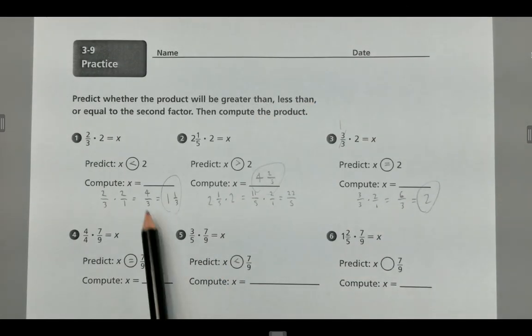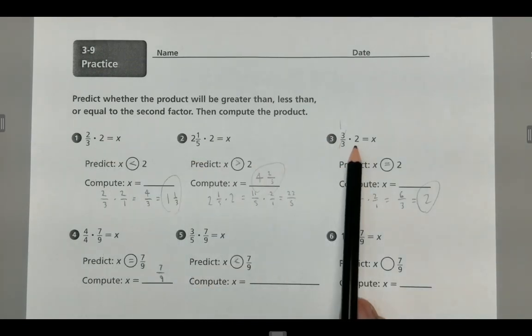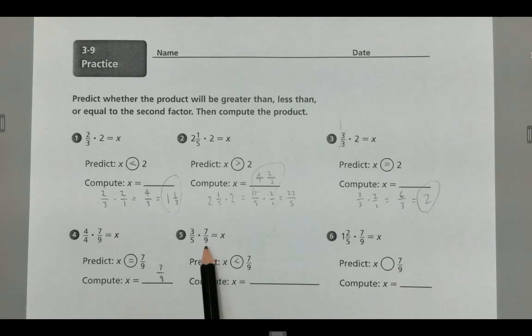And notice how just like 1, 2, and 3, the second factor was 2/3, in 4, 5, and 6, the second factor is 7/9. So keep coming back to the question, what am I doing to the second factor? In this case, I'm taking the second factor and multiplying it by something that is less than a whole. So my product will also be less than what I started with.